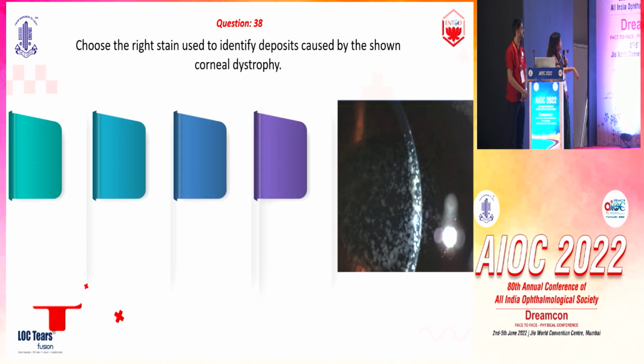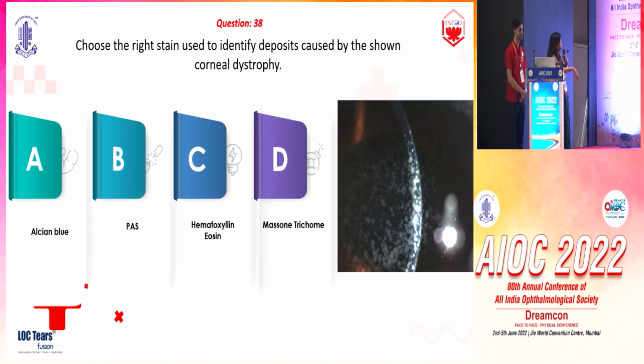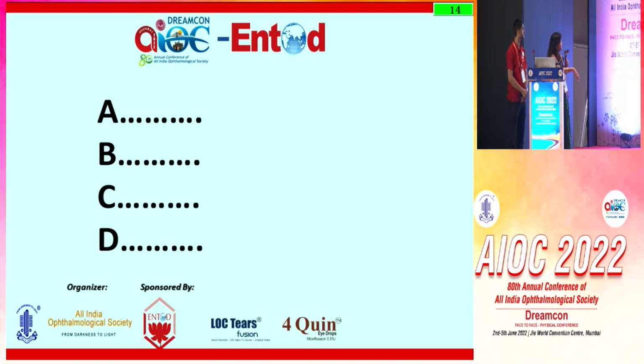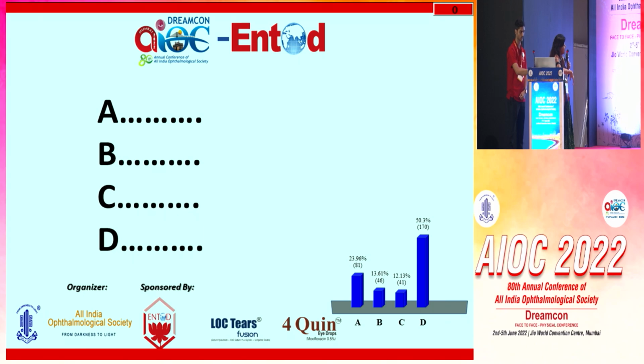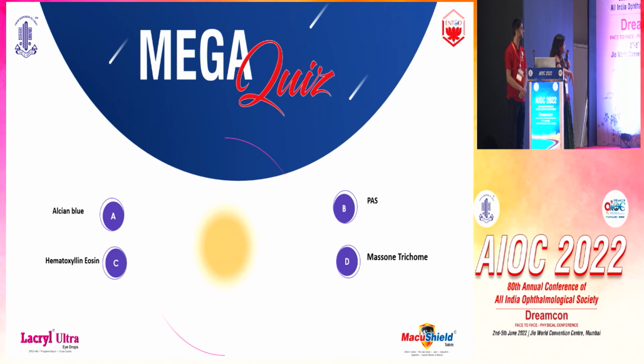Choose the right stain used to identify deposits caused by the shown corneal dystrophy. Alcian blue, PAS, hematoxylin, Masson trichrome. I think this is fairly simple. Time. So half of you got it correct, the other half haven't, and the answer is B.